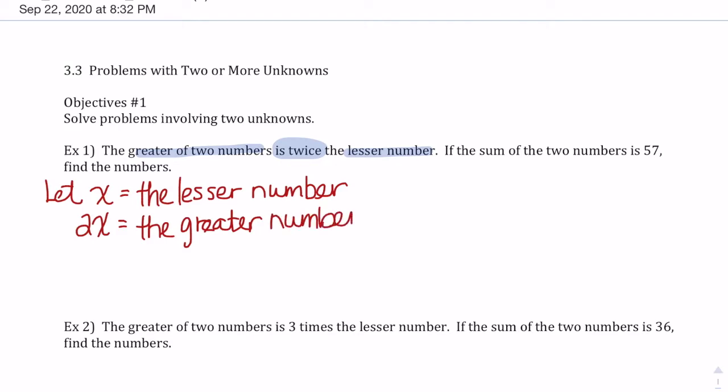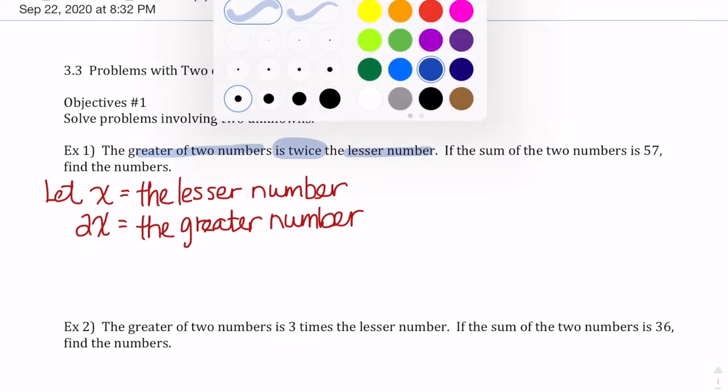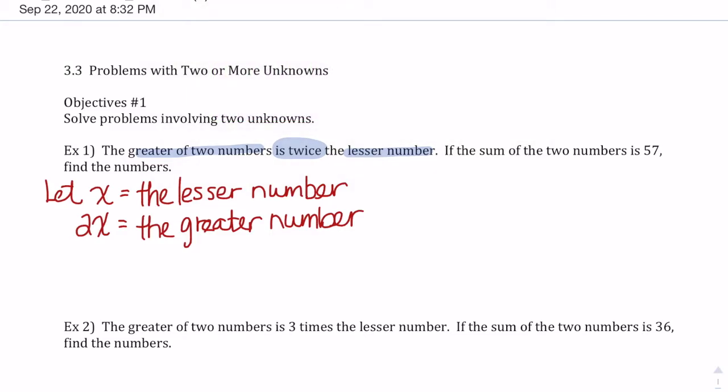So now we are going to read the next one, because we already figured out the first part of the information. The next one is: the sum of the two numbers is 57. And when they talk about sum, that's going to be adding. So that part is going to be x plus 2x equals 57, and that's because the sum is 57.